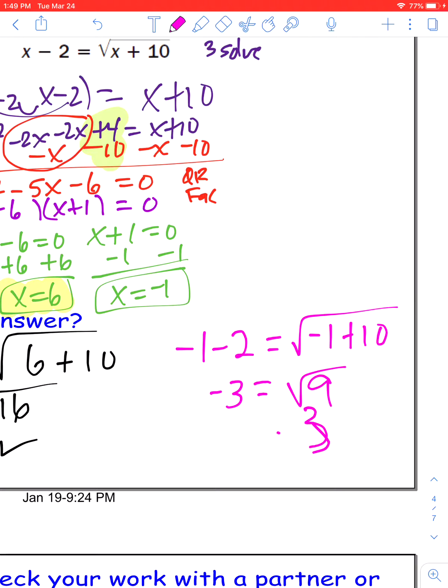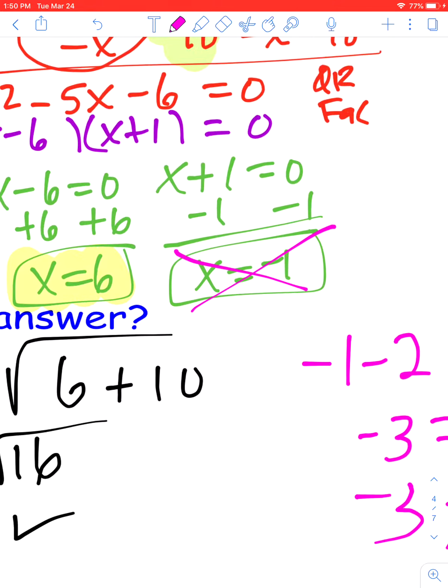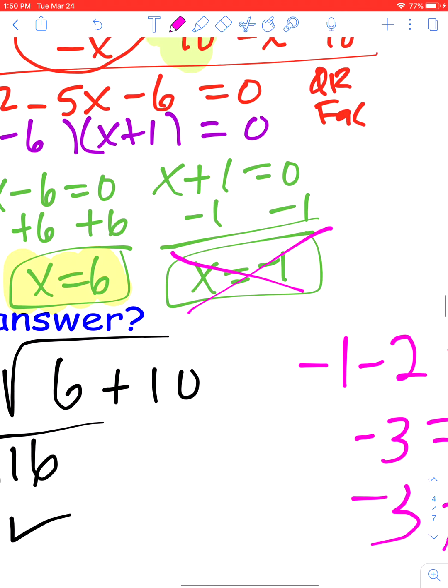You have to check your answers. In this case, let me rewrite. That was kind of sloppy. -3, you guys, that does not equal 3. That means x equals -1 is not a solution. How can you let me know? Just like I just did. Cross it out or just highlight the correct answer.